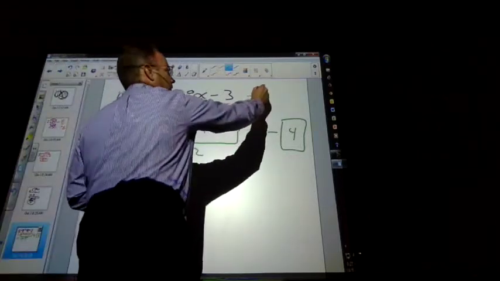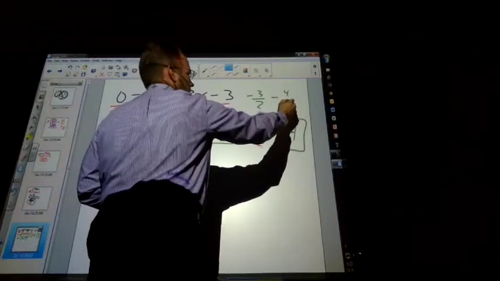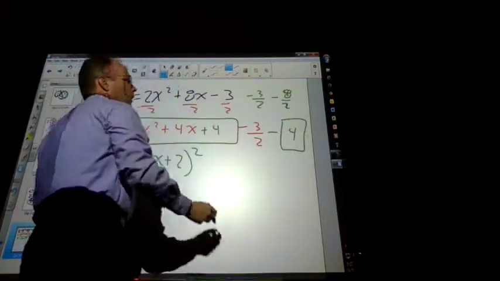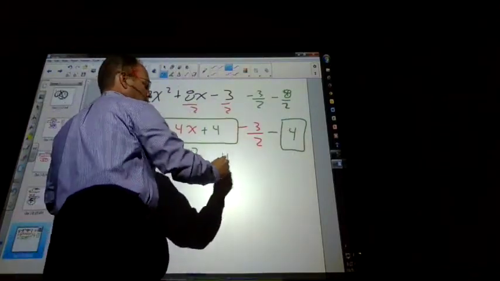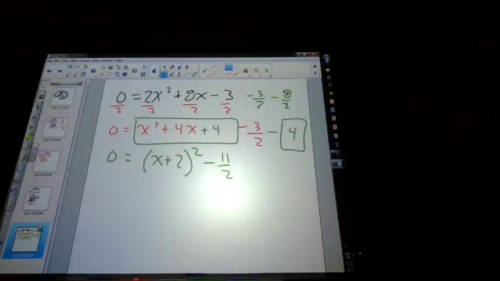I'm going to combine negative 3 over 2 minus 4 over 1. Okay, let's make it legal. Let's make that 8 over 2. That's negative 11 over 2. Is that okay?